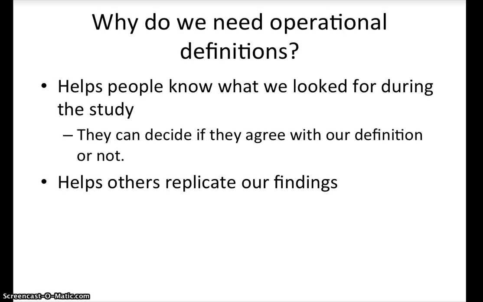It also helps others replicate our findings. So let's say we define smart as people who make good grades, and somebody else wants to see if that same definition of smart applies to people in their culture. Maybe our definitions of smart in North America aren't the same as the definitions they have in Europe or West Africa. Regardless, operational definitions help clarify what we're looking for and help others replicate our findings to see if they apply to different cultures.